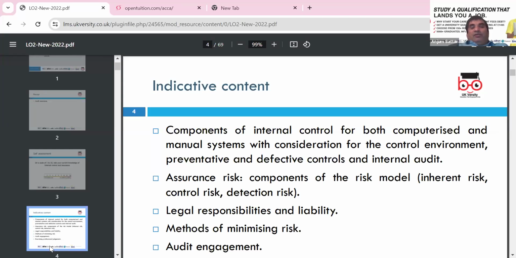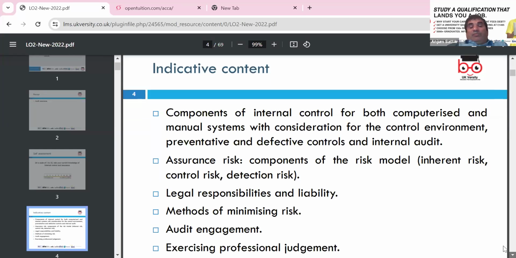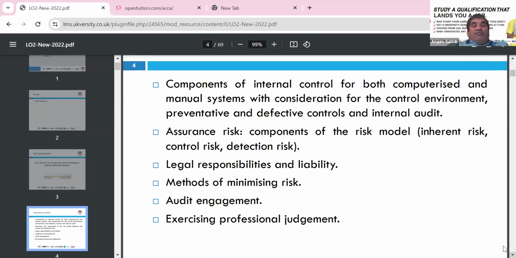Okay, we'll start the lesson. Indicative content: we'll go through components of internal control for both computerized and manual systems. We'll discuss consideration of the control environment, preventive and detective controls, internal audit, and assurance risk. What sort of risk can there be? We'll look at inherent risk, control risk, and detection risk. Sometimes we're not giving absolute assurance. We should never give it, but the assurance can be based on risk. We'll also look at legal responsibility, liability, and methods of minimizing the risk.